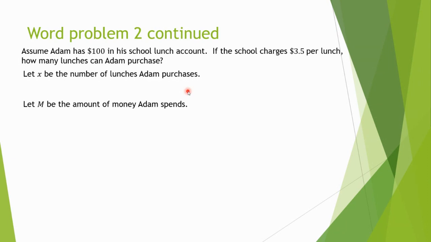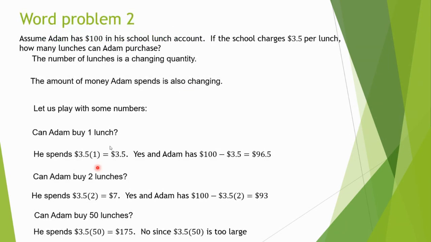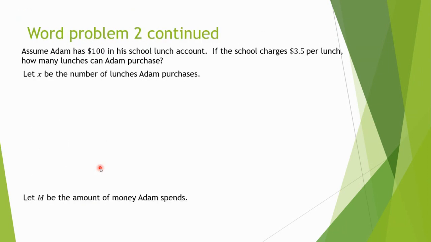Now, can we get M? We want to find X basically, but can we get M in terms of X? Well, yeah, we can. We know how much he's spending. Namely, M, how much he's spending, is 3.5 times X. That's kind of what we did with the number crunching. How much he's spending depends on how many lunches he's buying. So that means it would be our output, and our input then would be how many lunches he buys. Now the dependent variable, remember, that's our output.